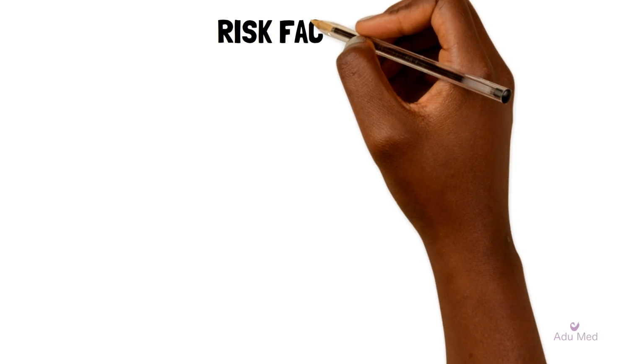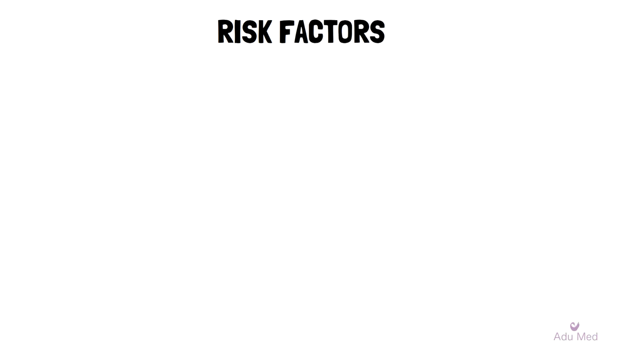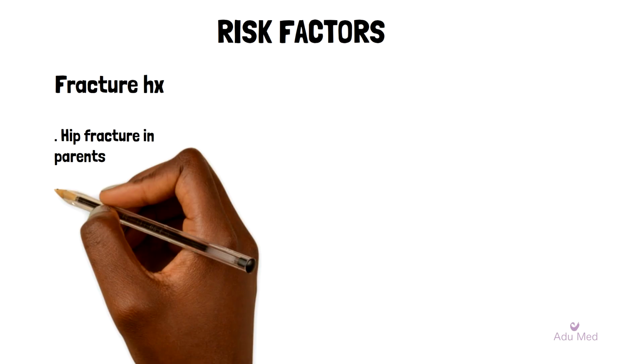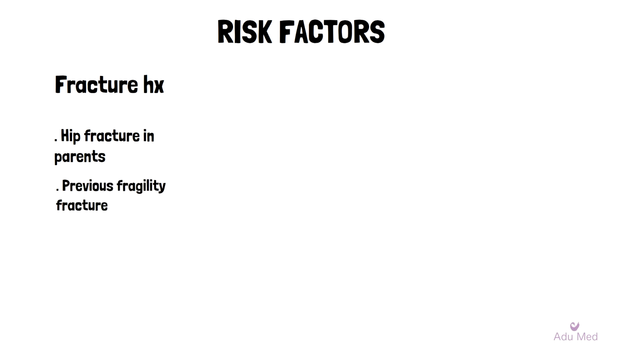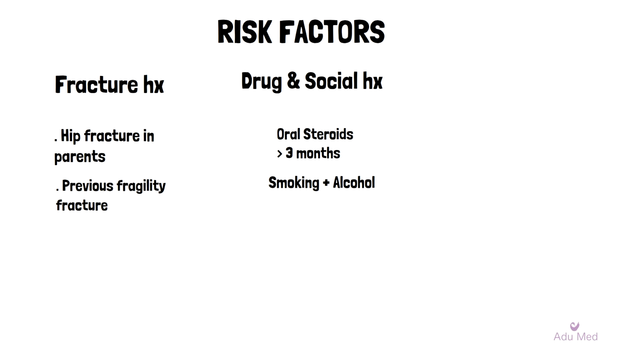If you've watched any of my videos so far, you know that I like to break lists into categories. This makes it easier for me to remember. So our osteoporosis risk factors can firstly be grouped into those related to fracture history, such as a history of hip fracture in parents or a previous fragility fracture, including vertebral fracture. Secondly, we can look at those risk factors related to drug and social history. So this includes the use of current oral steroids if taken for more than 3 months, and also the patient is a current smoker and has an alcohol intake of 3 or more units per day.